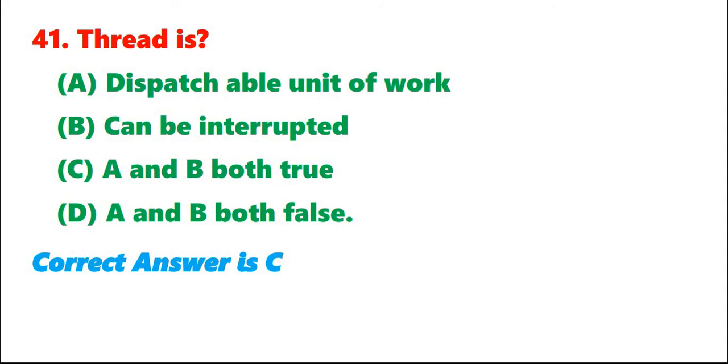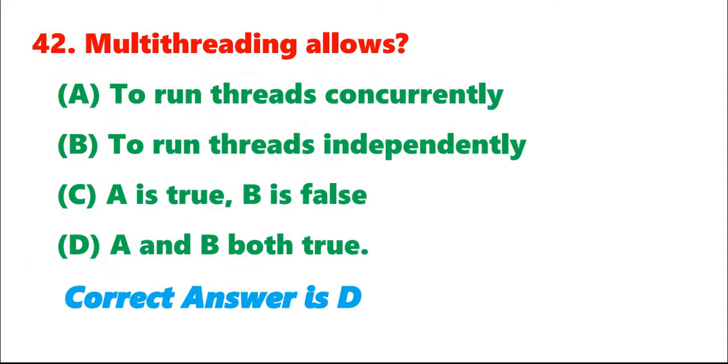41. Thread is A. Dispatchable unit of work. B. Can be interrupted. C. A and B both true. D. A and B both false. Correct answer is C. 42. Multithreading allows A. To run threads concurrently. B. To run threads independently. C. A is true, B is false. D. A and B both true. Correct answer is D.